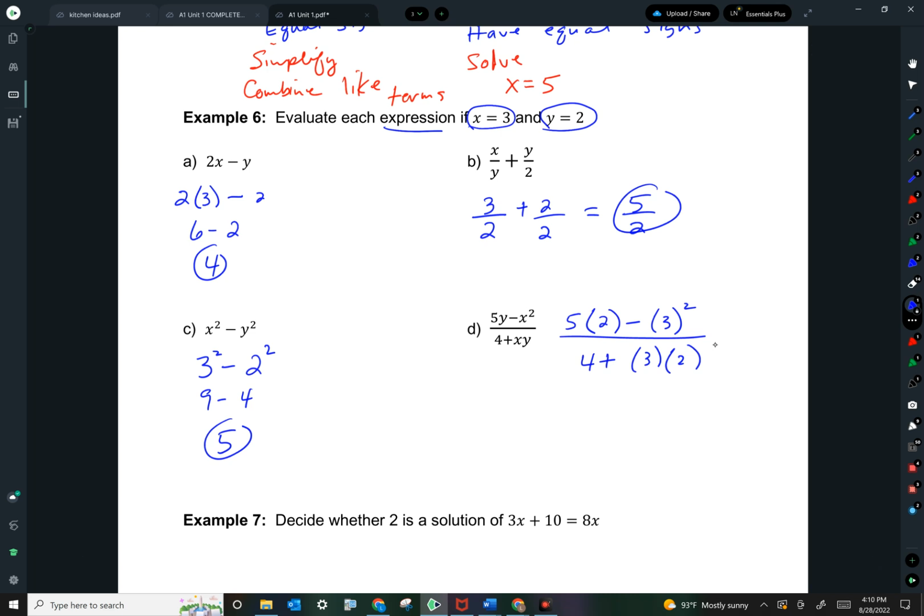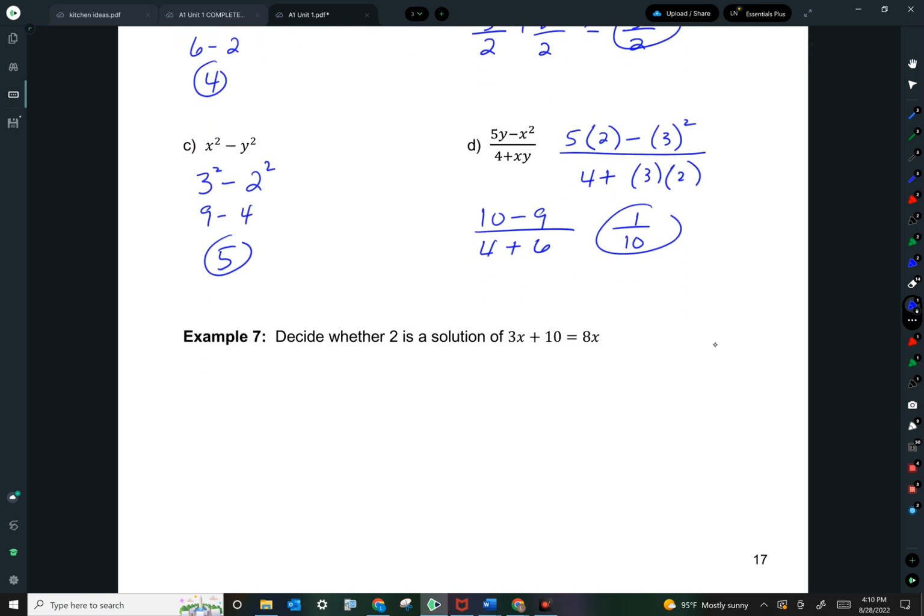plus, and now x times y would be 3 times 2. So let's see, on top, I know I'm going to do exponents and then multiplication, but on top I think I can go ahead and write that as 10 minus 9. And then on bottom, I can go ahead and write that as 4 plus 6. So that's going to be a total of 1 over 10.